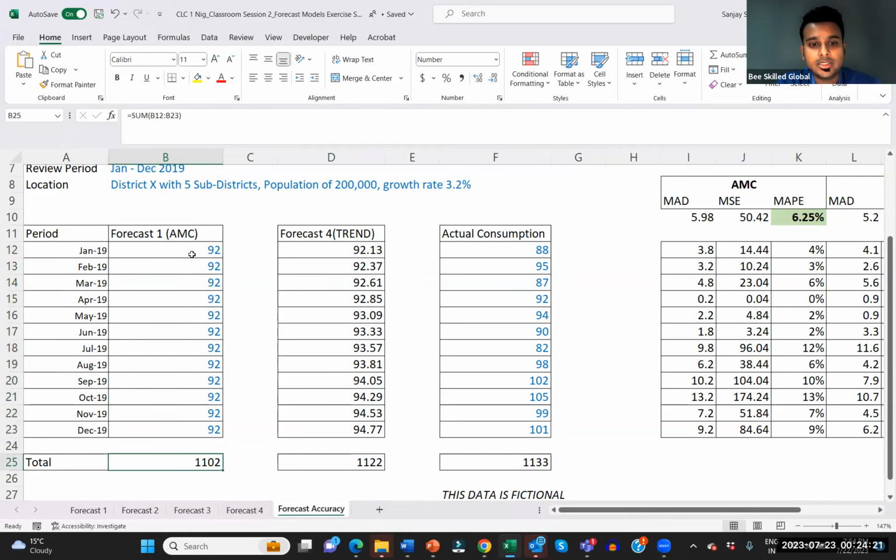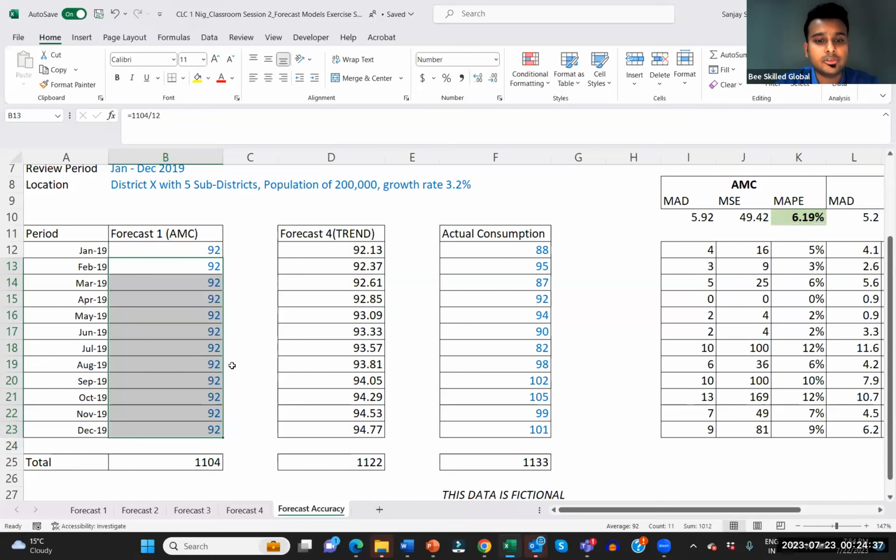So every month we get 92. I think it's slightly off, so let me try to do it again. 1104 divided by 12. Yeah, okay, so it was 1104. That is forecast one.